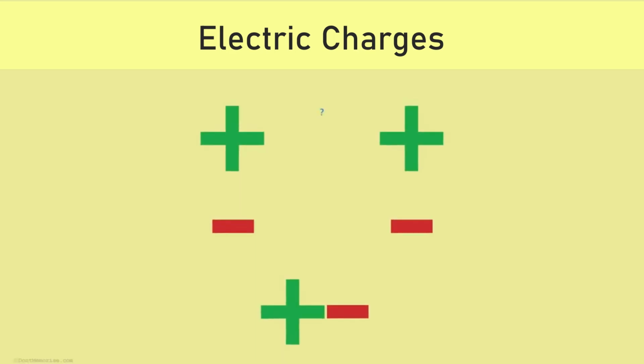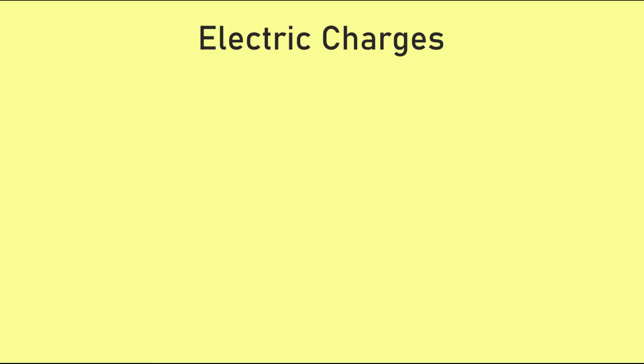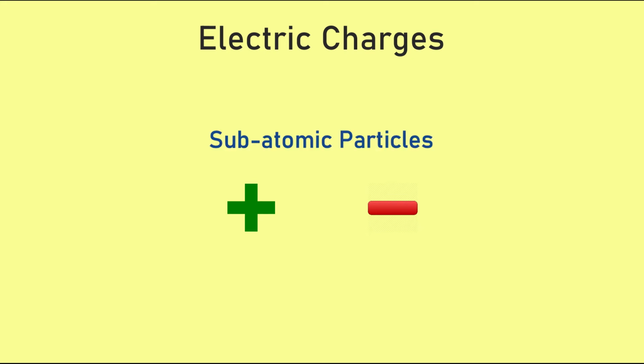But what exactly is charge? Or in other words, who actually carries these charges? Well, these charges are carried by tiny particles with incredibly small mass. They are called subatomic particles. The positive charges are carried by particles called protons, while the negative ones are carried by particles called electrons. There are billions and trillions of protons and electrons present in any object around us.